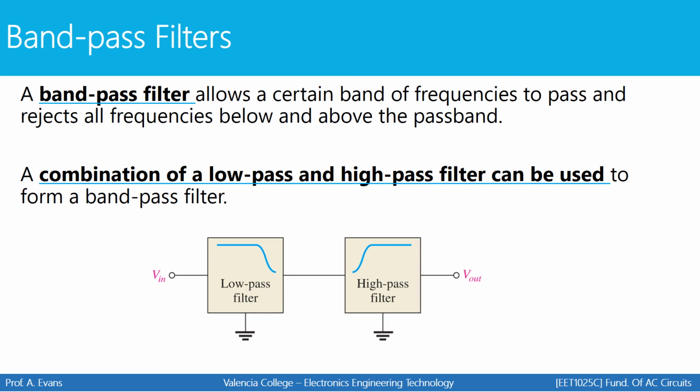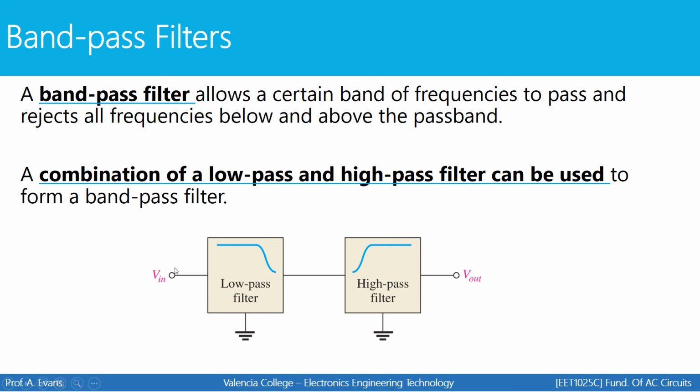A bandpass filter allows a certain band of frequencies to pass through the filter while rejecting all other frequencies that are above or below the pass band. To create a band pass filter, we make a combination of a low pass and a high pass filter.